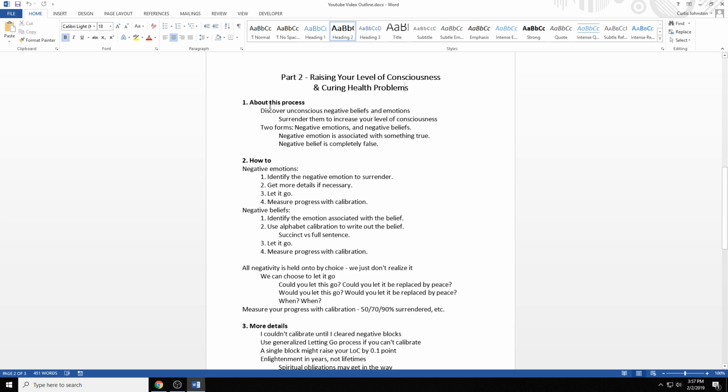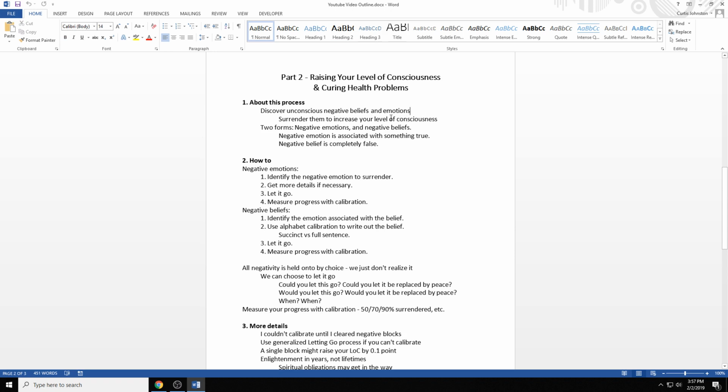So, the process overall is fairly simple. Basically, what you're going to be doing is using calibration to discover negative beliefs and emotions within yourself, and then you surrender those negative beliefs or emotions, and then you just confirm with calibration that you have fully surrendered them. Because sometimes when you're surrendering, you surrender like half of it and it feels like you've made progress, but it's not fully gone yet. So I'm going to be talking about how to do that using Alphabet Calibration so that we can really make lots of progress spiritually. So discover negative beliefs and emotions, surrender them.